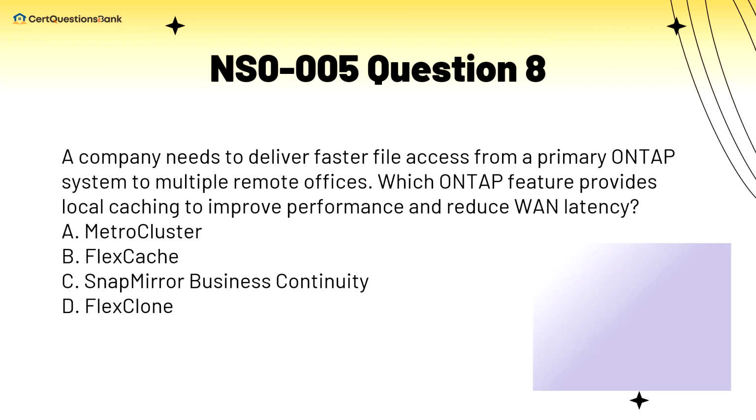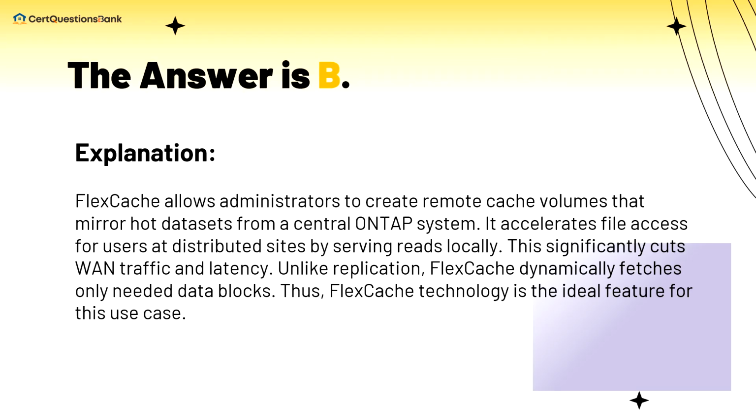A company needs to deliver faster file access from a primary ONTAP system to multiple remote offices. Which ONTAP feature provides local caching to improve performance and reduce WAN latency? A. MetroCluster. B. FlexCache. C. SnapMirror Business Continuity. D. FlexClone. The answer is B.